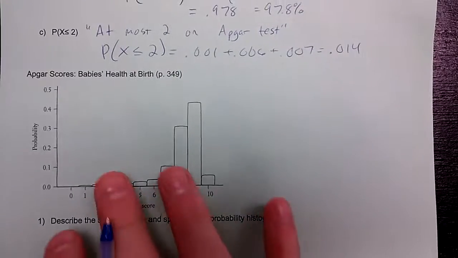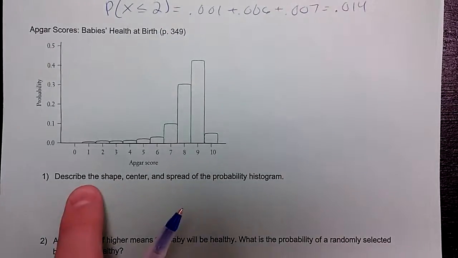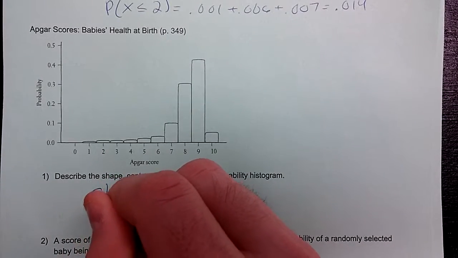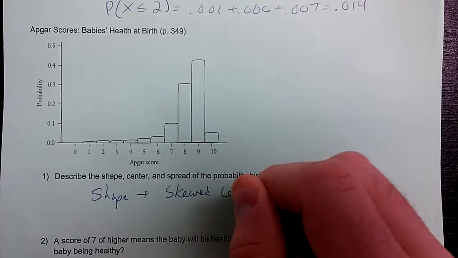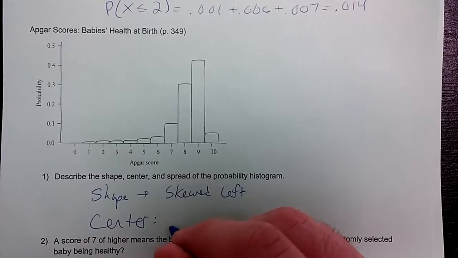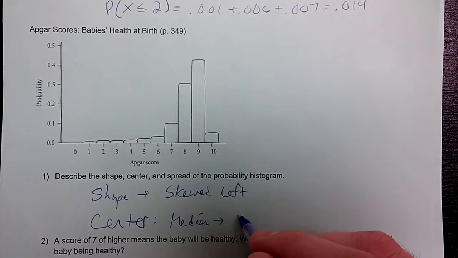So let's take a look at the graph again, the histogram. It is a skewed left graph. So if we're describing shape, center, and spread, I'm going to follow the rules from previous chapters about how to describe those. Shape, we just said, was skewed left. Center. If we're going to describe the center here, we're going to use the median because it is skewed. And the median is actually at 8.